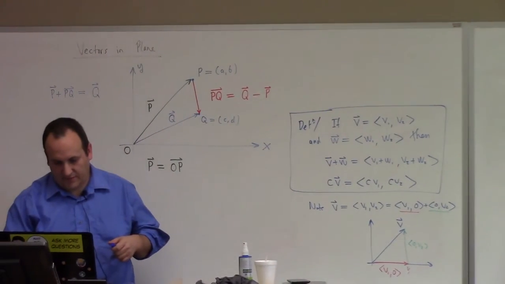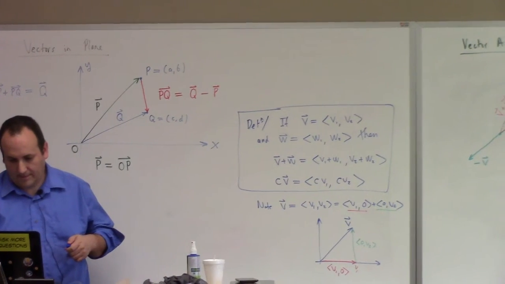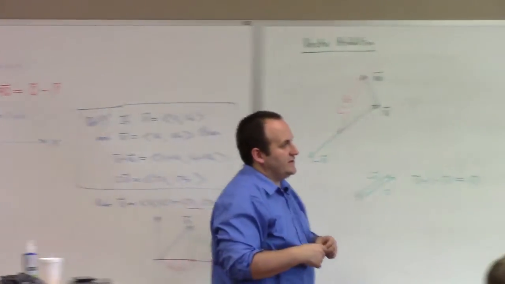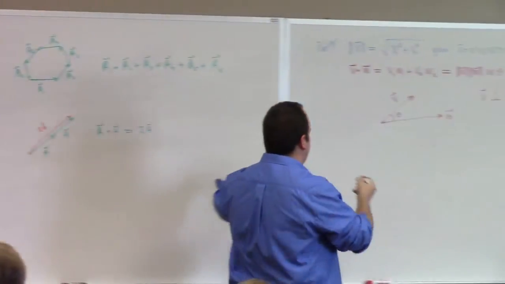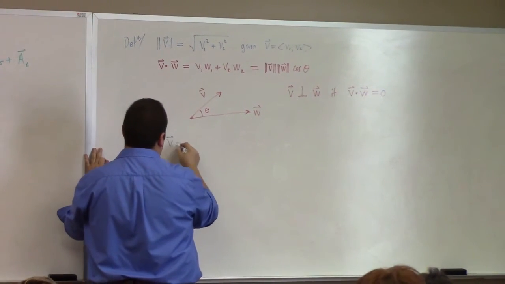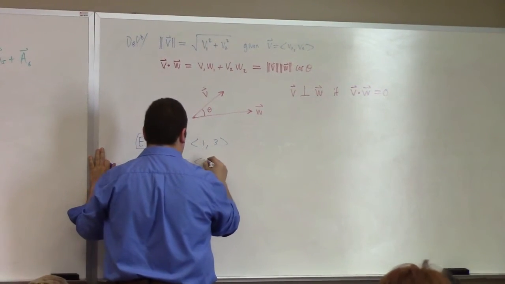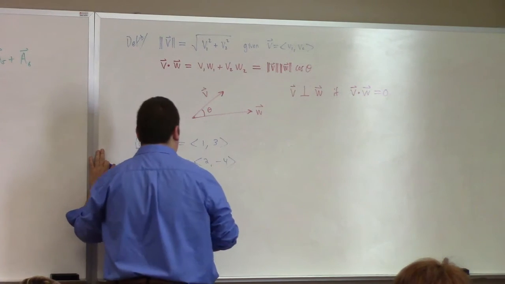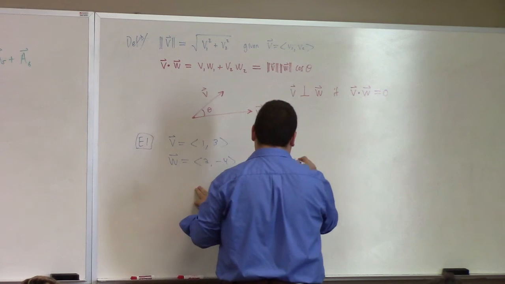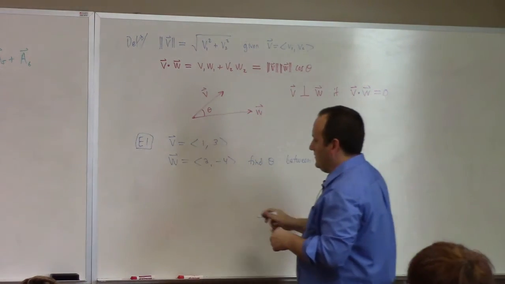So there's a crash course in vectors for you. I should probably work an example, right? Actually, I should introduce something. Let me do an example, and then I'll introduce something. First, example 1: if we have vector v equal to <1, 3>, and we have vector w equal to <2, -4>, find the angle between them. So here's how you do it.